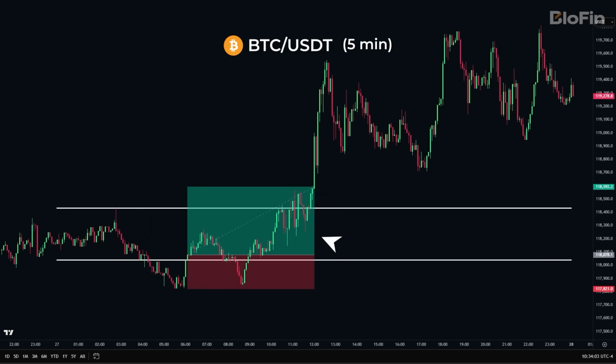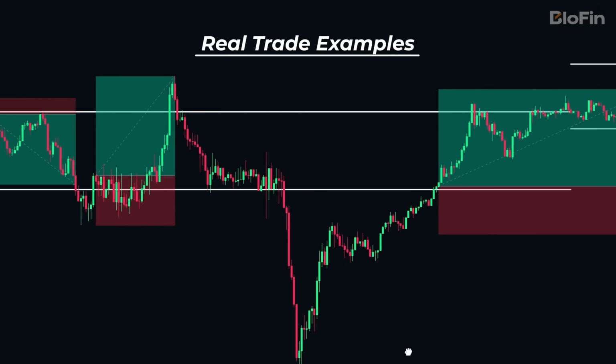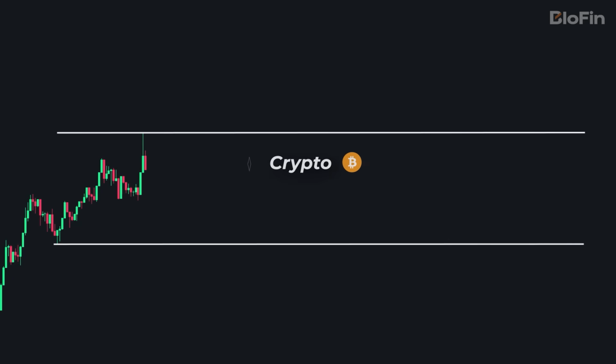Now that you understand how the overall strategy works, let's take a look at some real trade examples across different markets so you can see just how well this strategy performs. So, let's start with crypto.